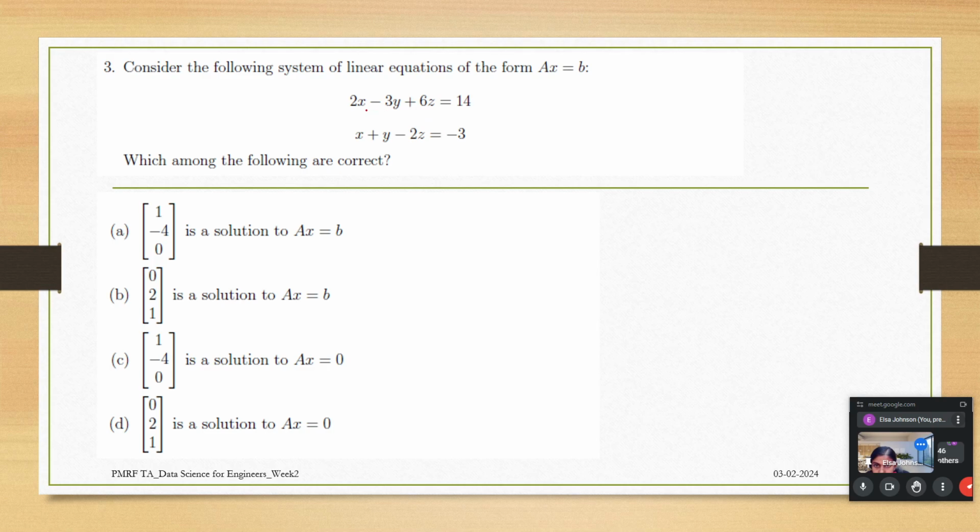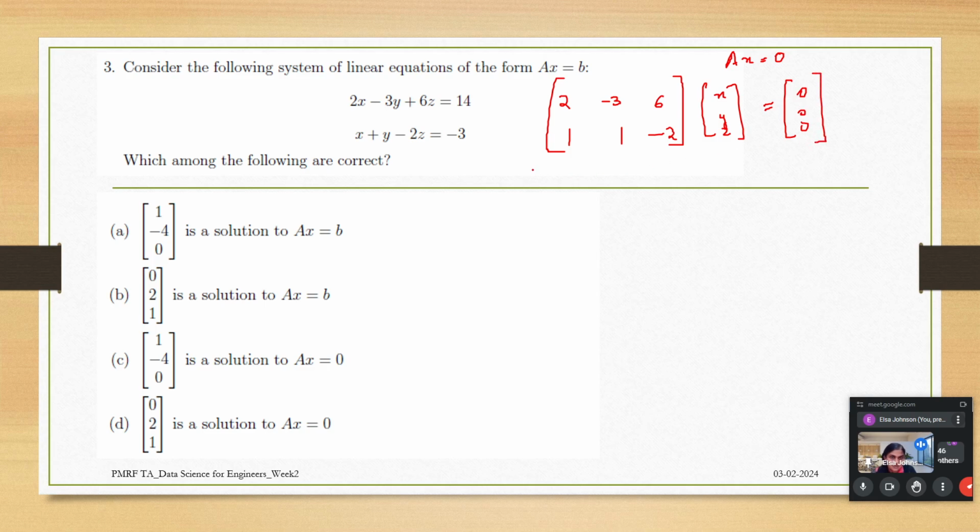Then what is, yeah, so 2x minus 3y plus 6z is x. So in this one I will write it like this: 2, minus 3, 6, 1, 1 and minus 2. First we will check for Ax = 0. So in that one it will be like this matrix into x, y, z equal to 0.